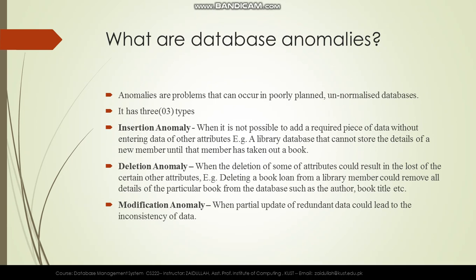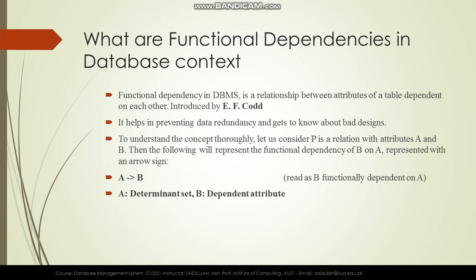Modification anomaly means that partial updating of redundant data could lead to inconsistency of data. This happens when data is stored in multiple relations and we are going to do a modification. So modification takes place at some places and hence it creates inconsistency in the data.